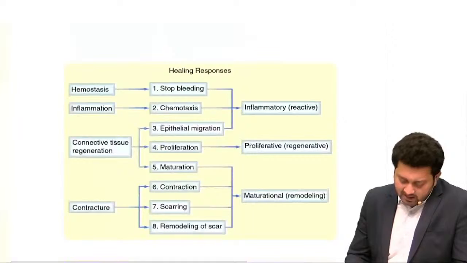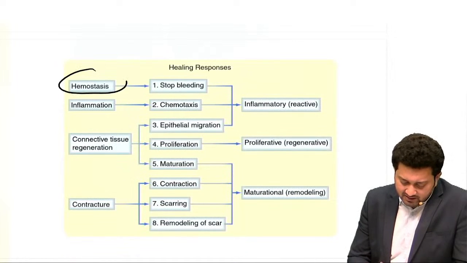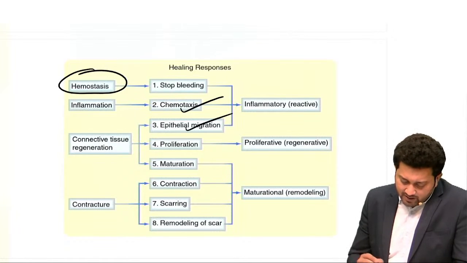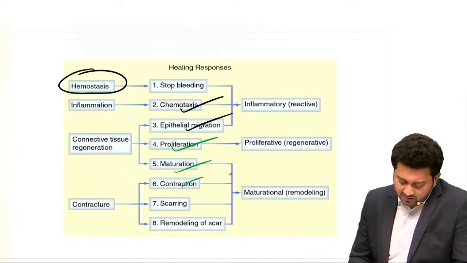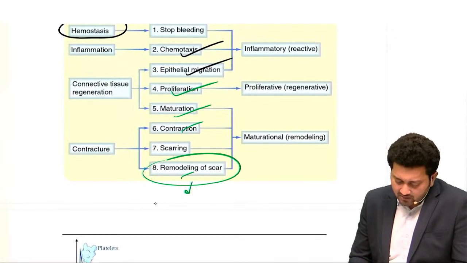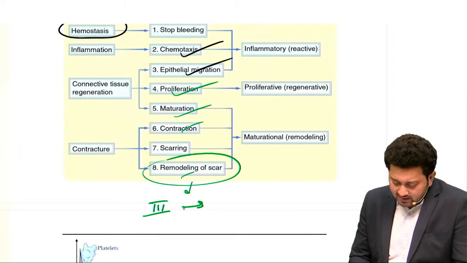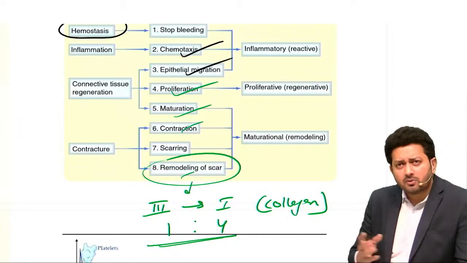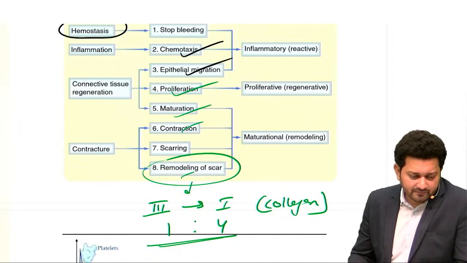See, in the healing response, hemostasis is the first thing, stop bleeding. Then chemotaxis occurs, epithelial migration. Then there is proliferation, maturation, contraction. All this remodeling is what is happening in the end. In remodeling phase, type 3 collagen gets converted to type 1 collagen till the ratio is 1:4. This you all know. The remodeling can go up to 1 to 2 years.